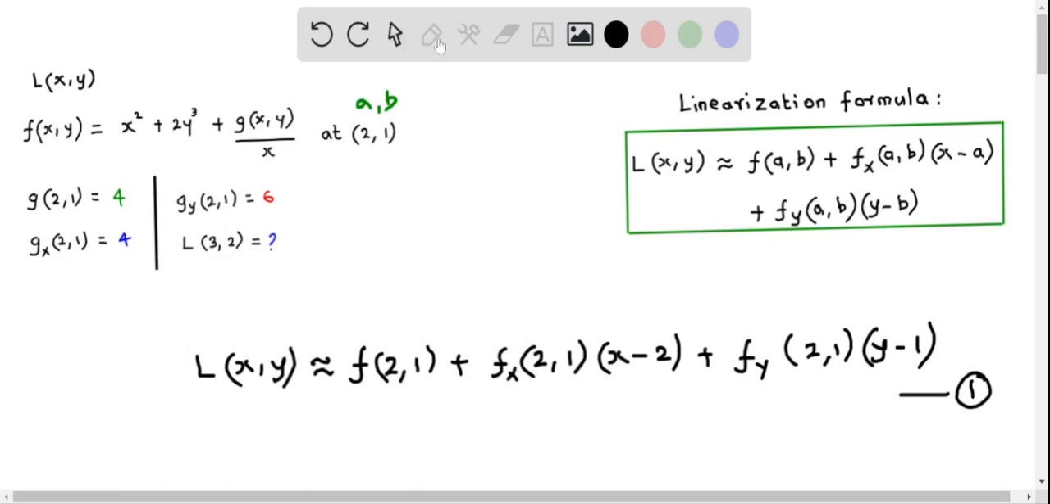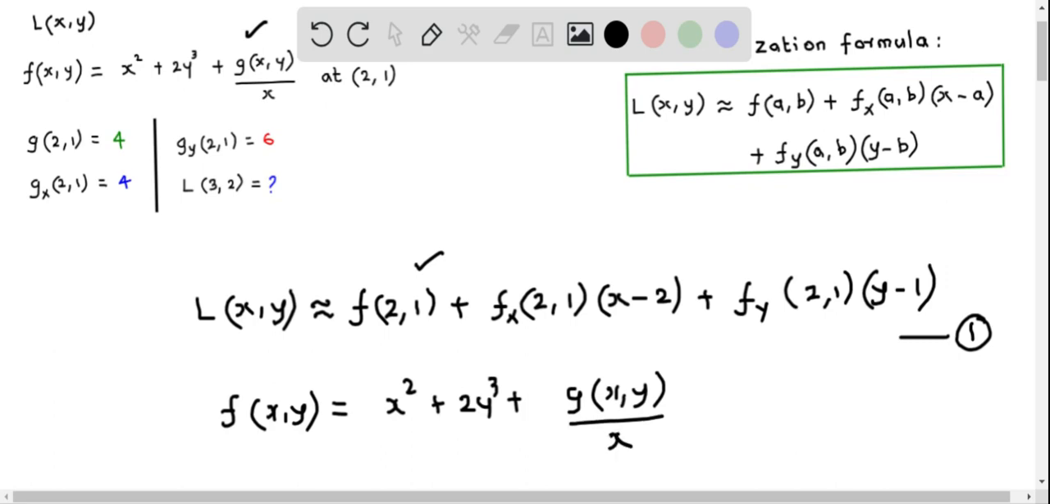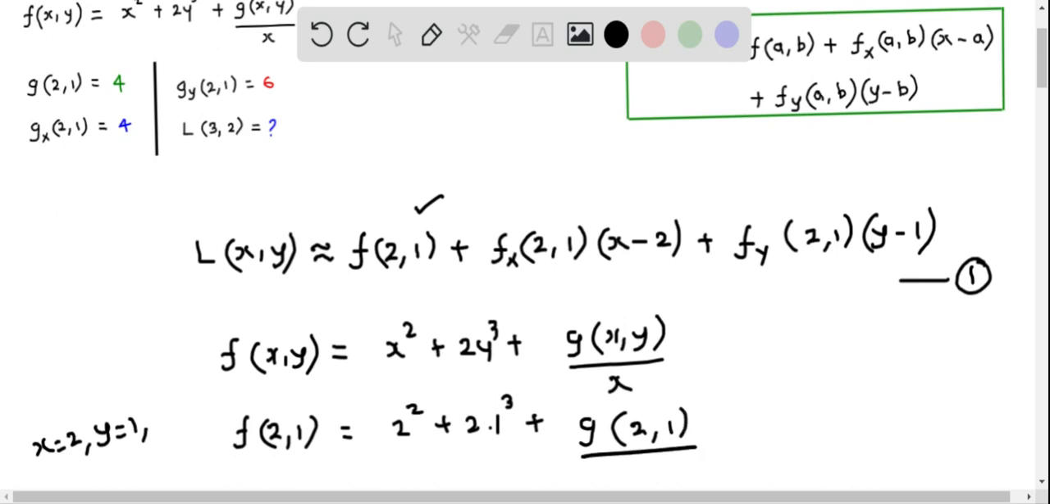So first, I'm going to find f of (2,1) by substituting x equal to 2 and y equal to 1 into the given function f of x,y. So let me first copy the f of x,y. This is f of x,y, and this equals x squared plus 2y cubed plus g of x,y divided by x. Now let's evaluate this function at (2,1) by plugging x equal to 2 and y equal to 1. So f of (2,1) equals 2 squared plus 2 times 1 cubed plus g of (2,1) divided by 2.